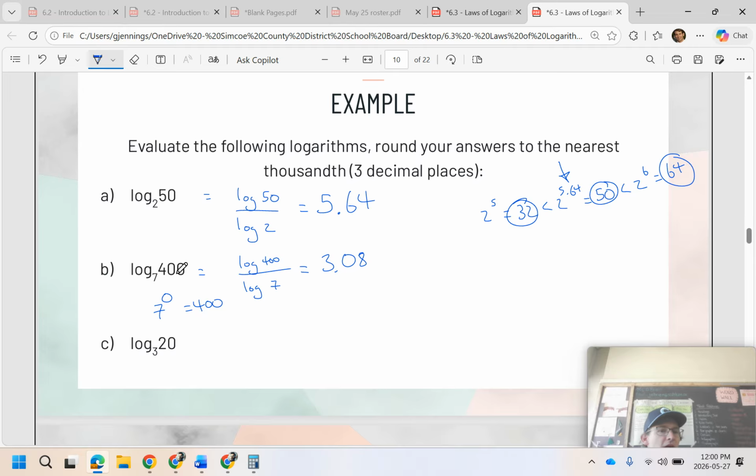It's a little surprising that it's so close to 400, but when you look at 7 to the power 4, it really does balloon up quite a bit. Okay, last one. Log base 3 of 20. What power do I need to raise 3 to get 20? So log 20, that's going to be a number like 1.1 or something. And then divided by log 3.